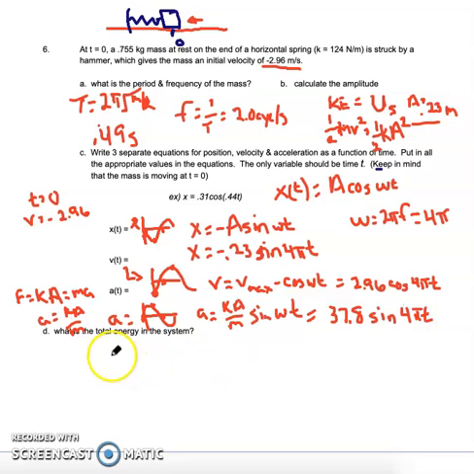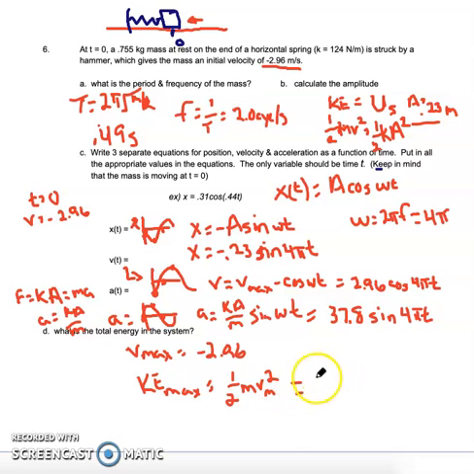Okay. And then we can ask, what's the total energy of the system? Well, the total energy of the system is either the sum of the potential and kinetic, or just the kinetic when it's at a maximum, or just the potential when it's at a maximum. So we know that v max is negative 2.96, so we can simply figure out the total energy by the kinetic energy max, which is 1/2 m v squared, or v max squared. And plug in the numbers, and we should get about 3.31 joules.